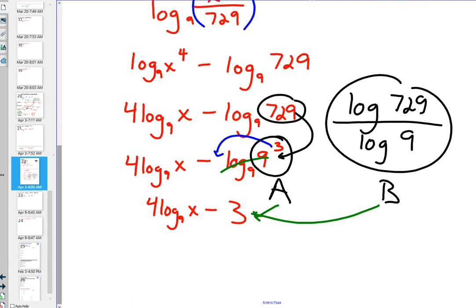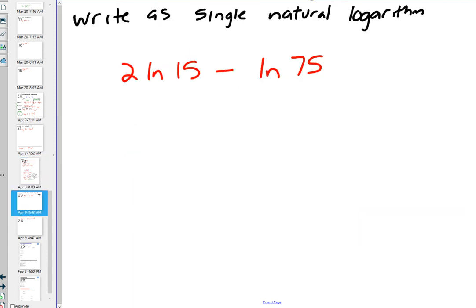Next week, we will start solving for a variable that's going to be inside of a log, but you're going to have an equals and something like this inside of the variable. Okay, so back to yesterday.